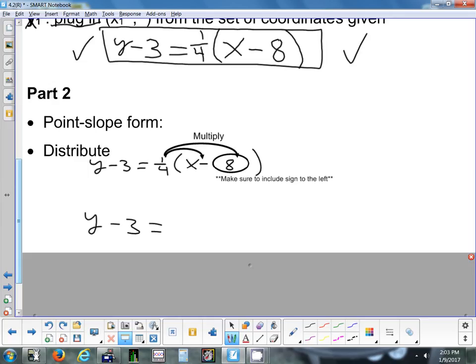Shannon, what's 1/4 times x? 1/4. Yeah, 1/4 x. And now after the 1/4 x, is it a plus or a minus? It's a minus. Look up above. We had a minus. Now we have to do 1/4 times 8. Does anybody know what 1/4 times 8 is?